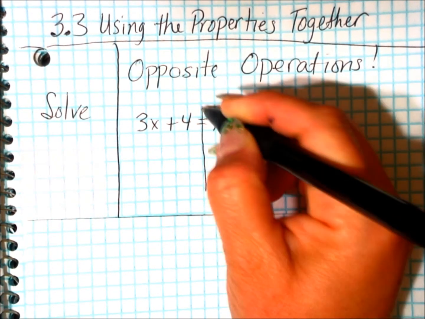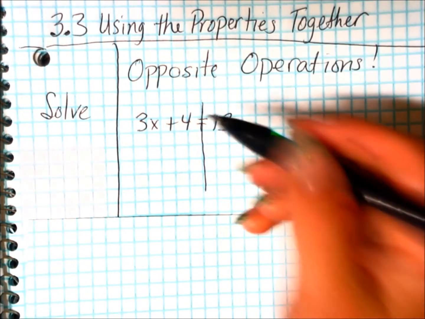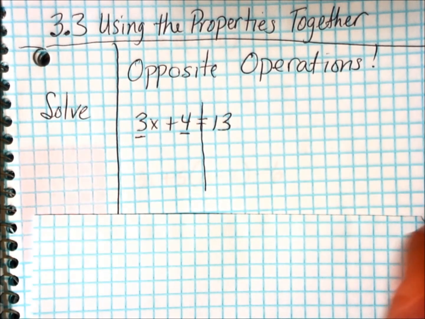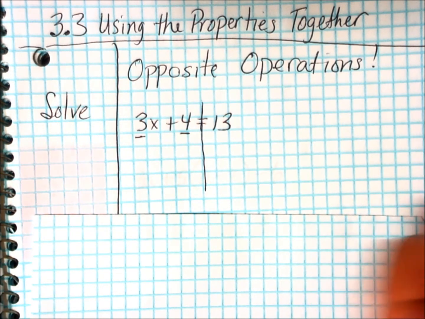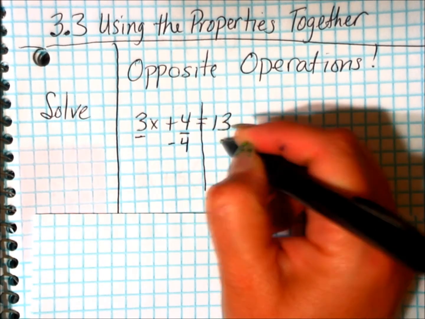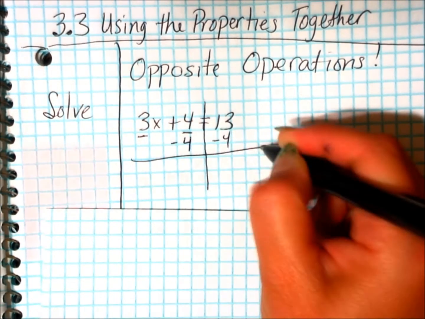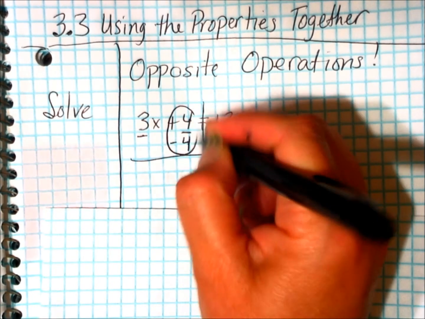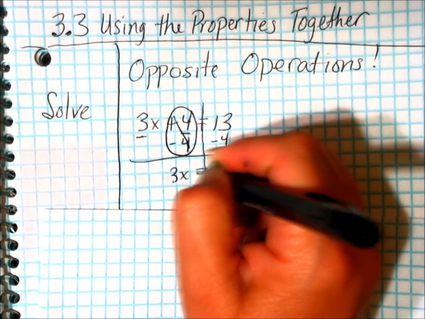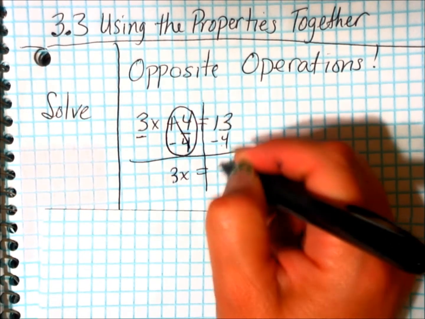I'm going to draw my mirror. I'm going to look over on this side. I want to get rid of this 3 and I want to get rid of this 4. That's what I want to get rid of. You want to start with addition and subtraction. That's the best place to start. So I have a positive 4. The opposite of positive 4 would be negative 4. A 4 minus 4 would give me that 0. And here I have 3x equals 13 minus 4, which is 9.